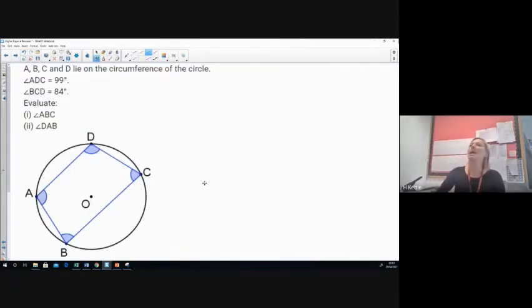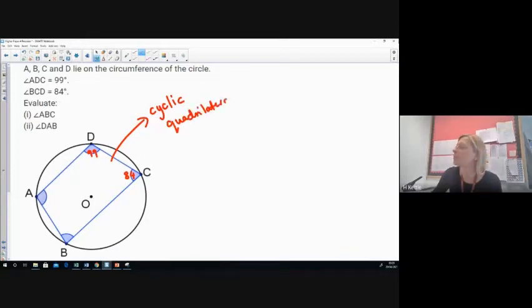Okay, circle theorems now. A, B, C, D lie on the circumference of the circle. ADC is 99. So remember, when you're given an angle ADC, we're going from A to D to C. So we know that this one here is 99. And then BCD is 84. Now, this is a cyclic quadrilateral. And a cyclic quadrilateral is a quadrilateral within a circle, and all 4 corners, all 4 vertices of that quadrilateral have to touch the edge of the circle, the circumference of the circle.